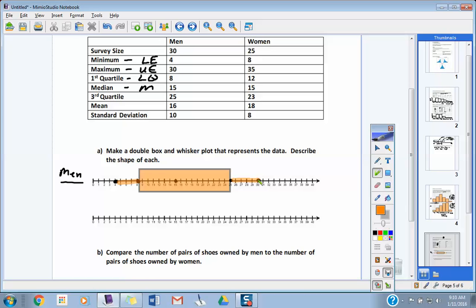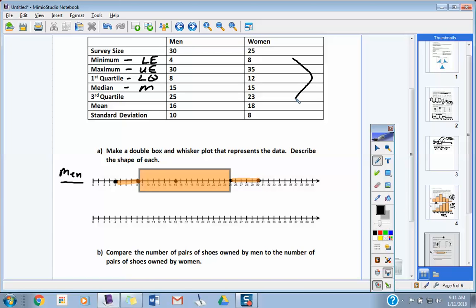Let's compare this to the women right here. Guys, what was the lowest number of pairs of shoes of these 25 women? What was the lowest number of pairs for women here, guys? 8. Okay, so I'm just going to plot these values for the box and whisker plot. I need the minimum, maximum, the quartiles, and the median. So I'm going to plot these 5 values here.